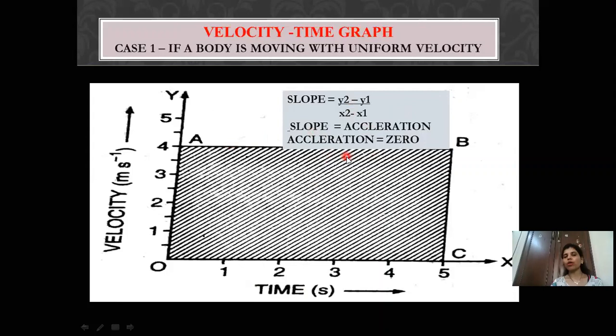So the slope of the graph, where on the y-axis it is velocity and on the x-axis it is time, this particular slope value gives us acceleration. But as you can see, the velocity is constant. What we can say is acceleration is 0.